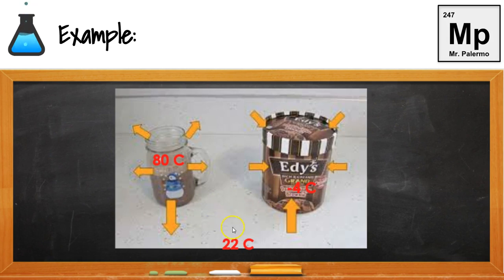In this example here, the room is 22 degrees Celsius and the ice cream is -4 degrees Celsius. So the room has more heat energy, and so that heat energy is going to be transferred to the ice cream, warming up the ice cream until the ice cream reaches the same temperature as the room.